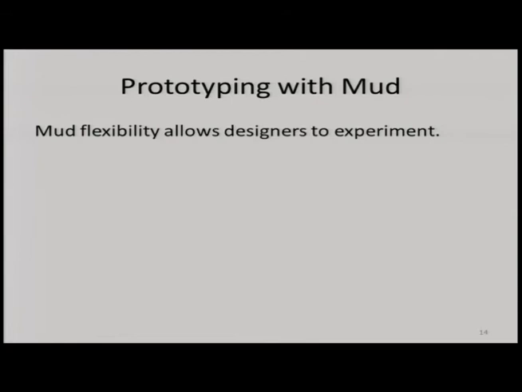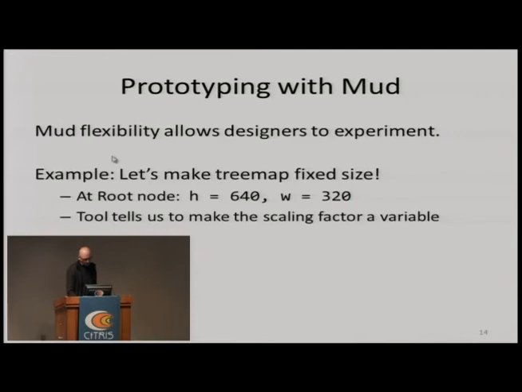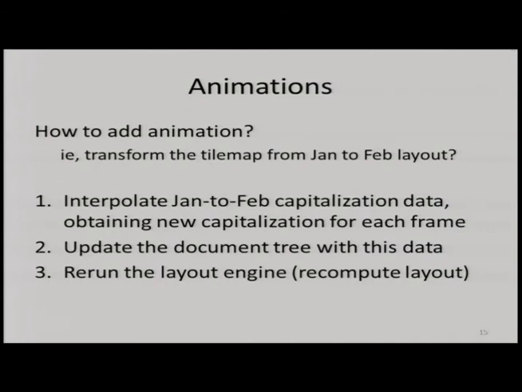So a few other things to note about the language that is built on the layout engine generator is that it allows the designer to easily experiment with the layout. For example, if the designer wants, as we did, to fix the height and width, right? If you notice in the animation, we did have a fixed area between the animations. He just fixes H and V to particular values. And the tools tell us that you need to make the scaling factor a variable rather than constant so that it is computed by the layout engine. Otherwise, the layout will be over-constrained. And finally, how animation is done, this is not as important.